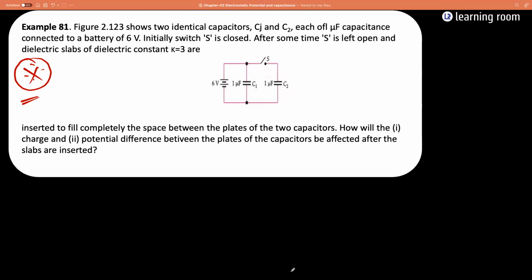Figure 2.123 shows two identical capacitors, C1, it is not CJ, it is C1 and C2, each of 1 microfarad capacitance, connected to a battery of 6 volt. Initially, switch S is closed, means the battery is connected. After some time, switch S is left open and dielectric slabs of dielectric constant kappa equal to 3 are inserted to fill completely the space between the plates of the two capacitors. How will the charge and potential difference between the plates of the capacitors be affected after the slabs are inserted?